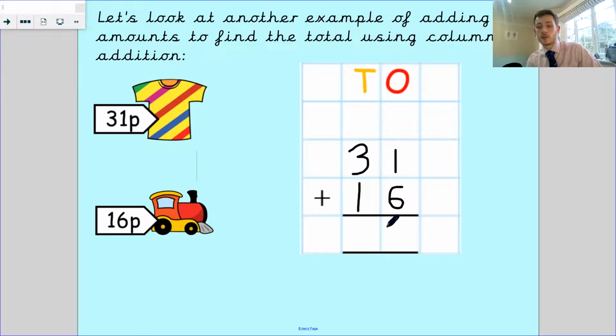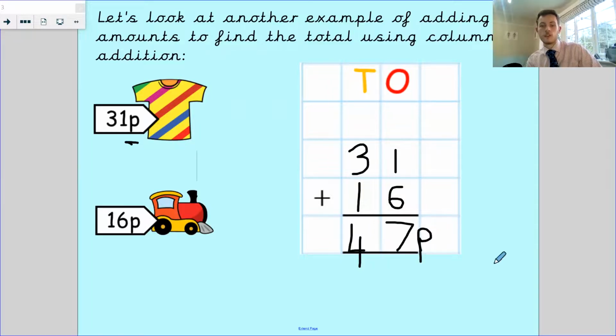1 add 6. I'm going to add that in my head, and I know that's 7. 3 add 1. I'm going to add that in my head, and I know that 1 more than 3 is going to be 4. So my answer is going to be 47. But again, we're working with money. So the answer must have a penny sign at the end.